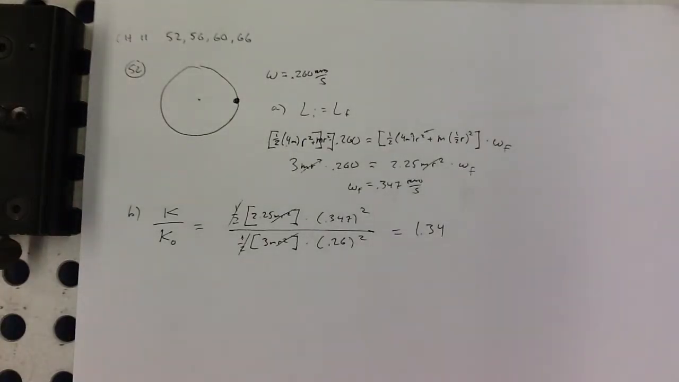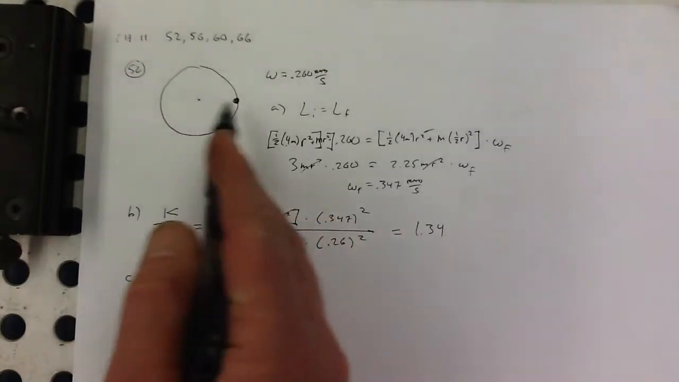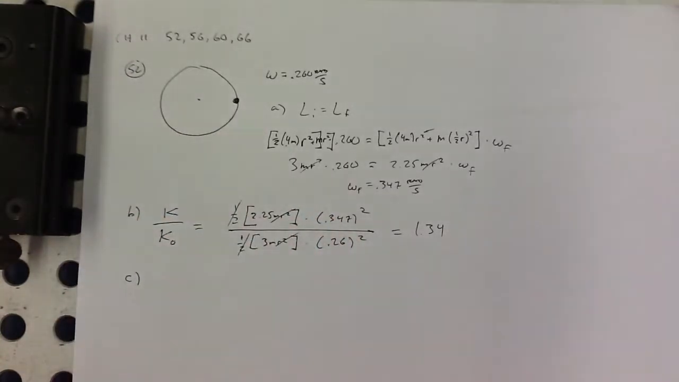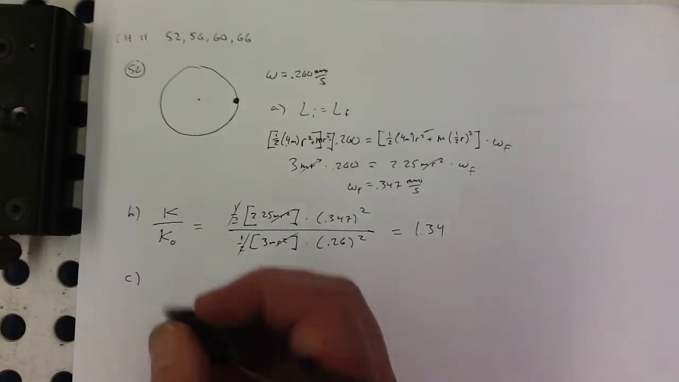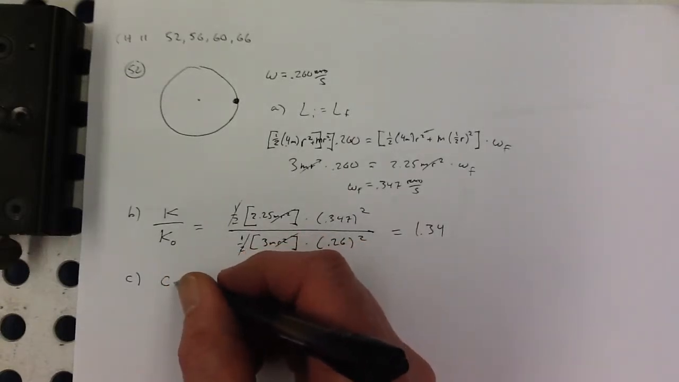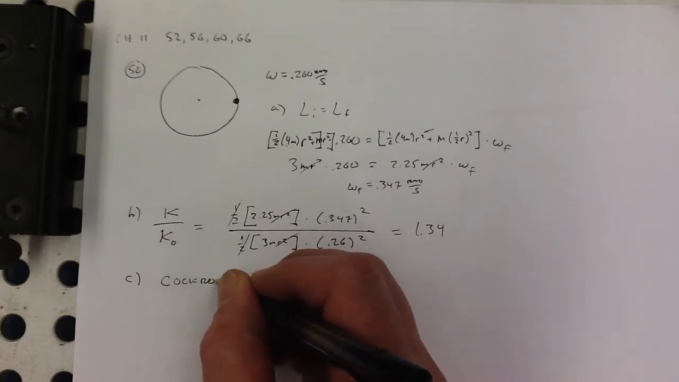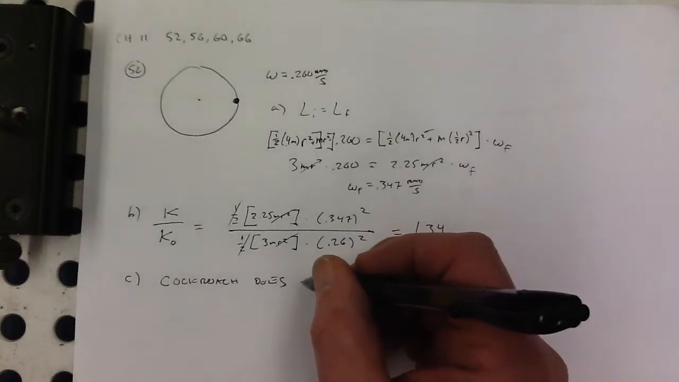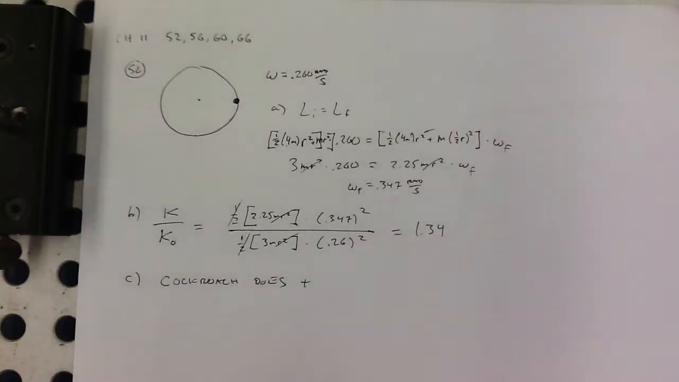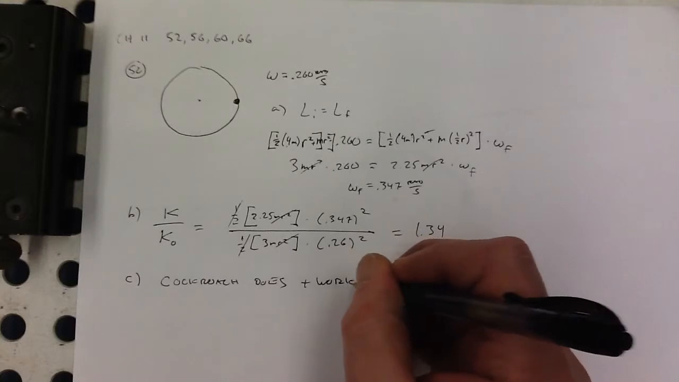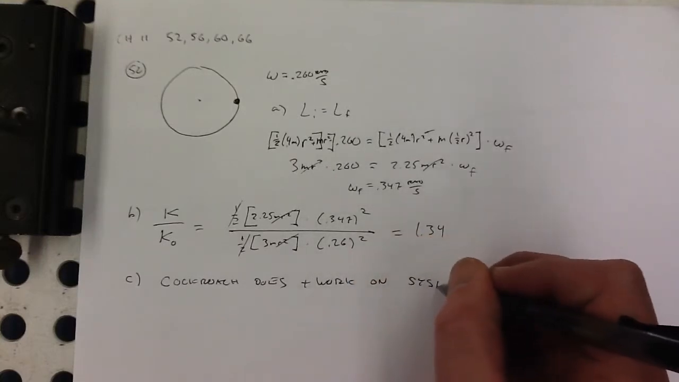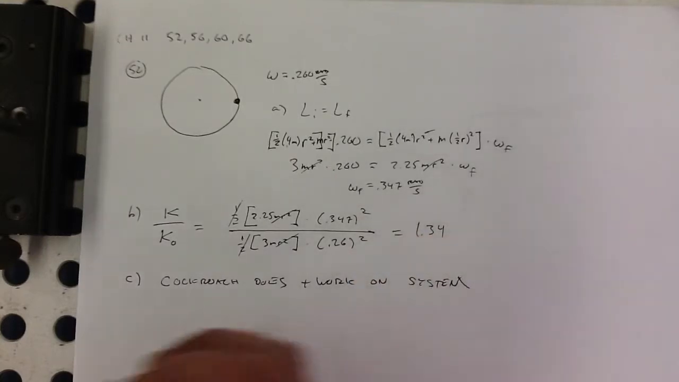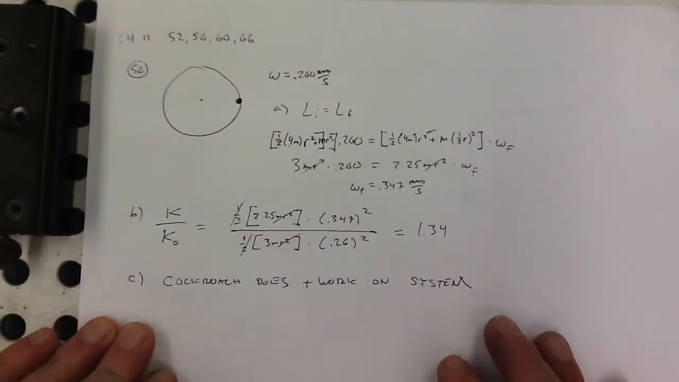So the kinetic energy increased by 34%. That's one way of looking at that. Where the heck did it come from? Well, in this kind of situation where we have the changing rotational inertia and it's changing internal to the system, something has to do work on the system. So the cockroach does positive work on the system. Right? That's number 52.